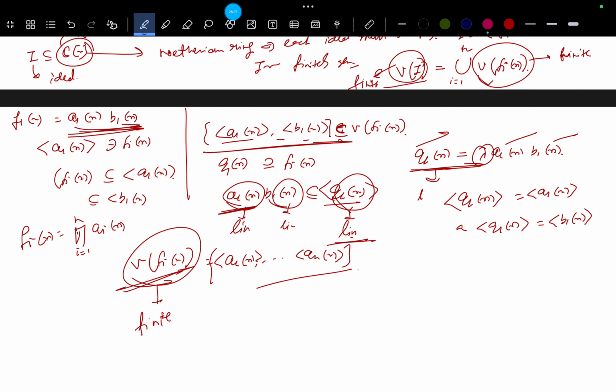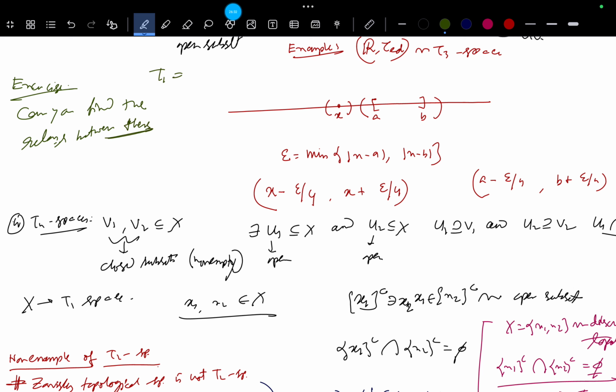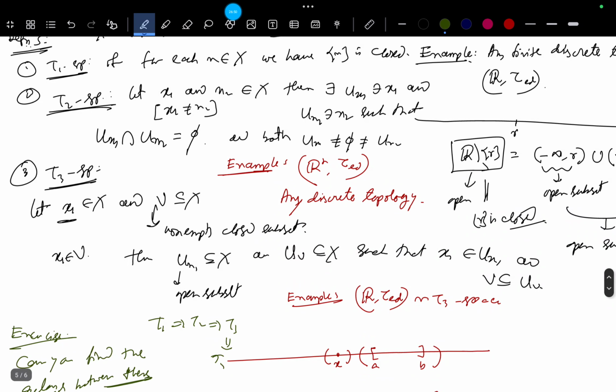So I have just given the definitions, and the exercise I will leave to you: can you find the relations between these? Try to show whether T1 implies T2, or T2 implies T3, or T3 implies T4, this kind of thing. Assume that a space is T1 and try to show whether it is T2, or if not, where it is T3, or any kind of thing. So just the one-to-one relation between these kinds of spaces.